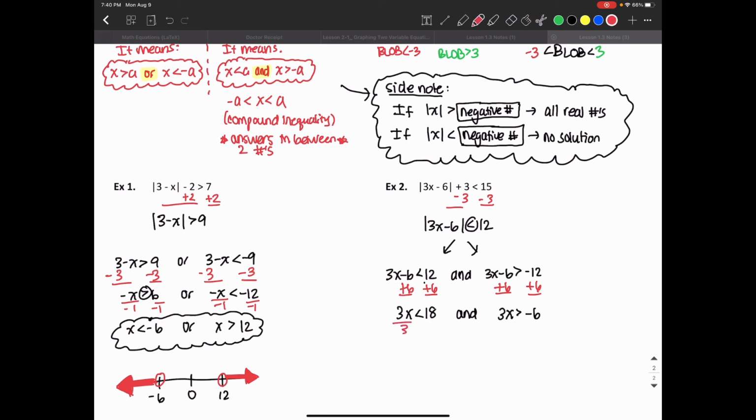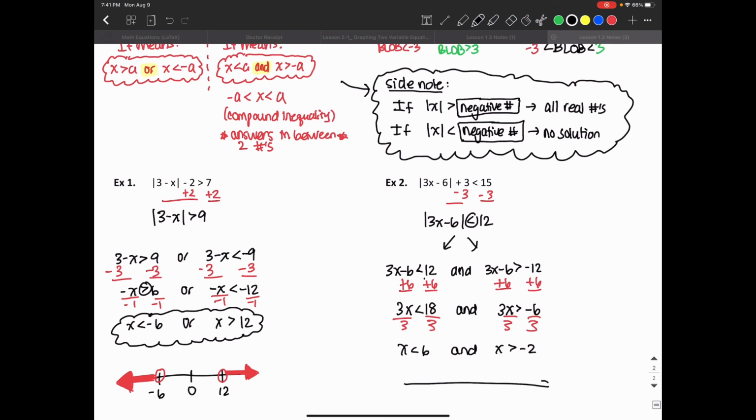I divide both sides by 3, and I get x is less than 6, and x is greater than negative 2. And then I draw this on a number line. Does it make sense? Well, I have negative 2 here and 6 here. They're both not included, so I'm going to put open circles on both of them, negative 2 and 6. I don't see less than or equal to, I just see less than or greater than. And then I'm shading everything in between. So less than 6, but more than negative 2.